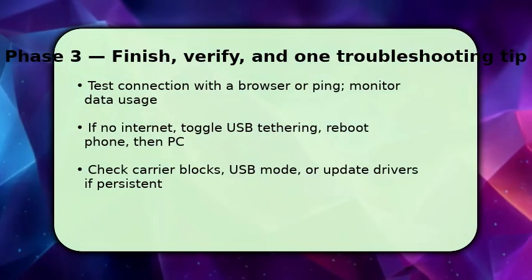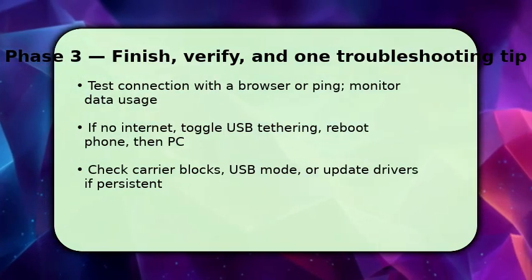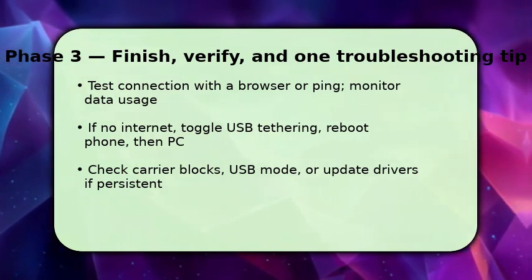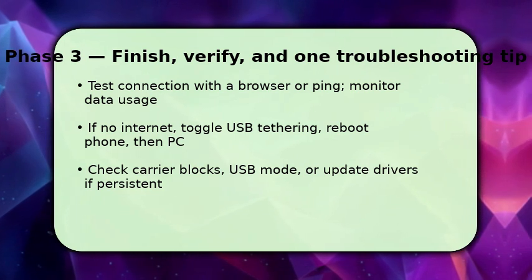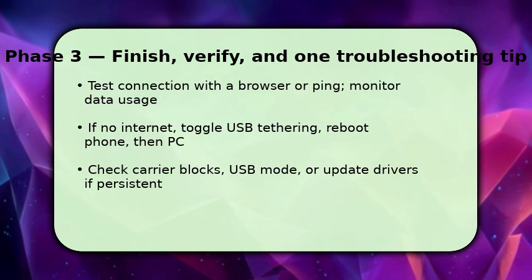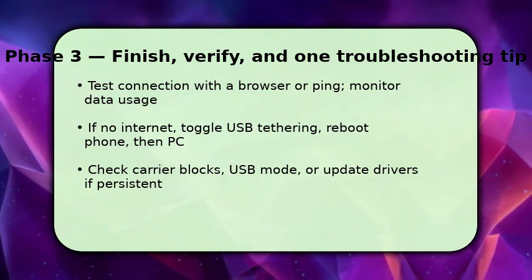Open a browser or run a ping command to verify internet access, and keep an eye on data usage so you don't hit caps. If the connection fails, first toggle USB tethering off and on, then reboot the phone, and finally reboot the PC. These steps reload network services and drivers.